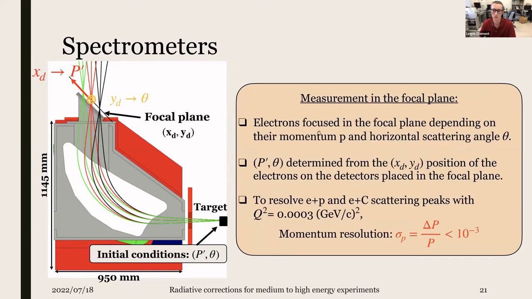The electrons are focused in the focal plane depending on their momentum and the horizontal scattering angle. So we can determine them from the X and Y position on the focal plane. And to be able to resolve the electron-proton and electron-carbon scattering peaks for any Q squared, and especially the smallest Q squared, we need to have a momentum resolution that is smaller than 10 to the minus 3.